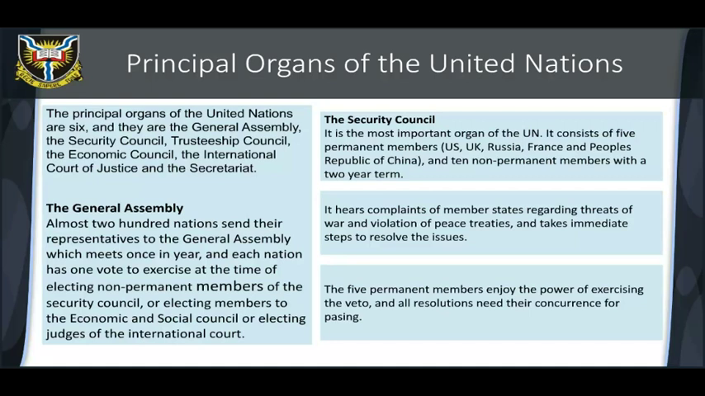The Security Council. It is the most important organ of the UN. It consists of 5 permanent members: US, UK, Russia, France, and People's Republic of China, and 10 non-permanent members with a 2-year term. It hears complaints of member states regarding threats of war and violation of peace treaties, and takes immediate steps to resolve the issues. The 5 permanent members enjoy the power of exercising the veto, and all resolutions need their concurrence for passing.